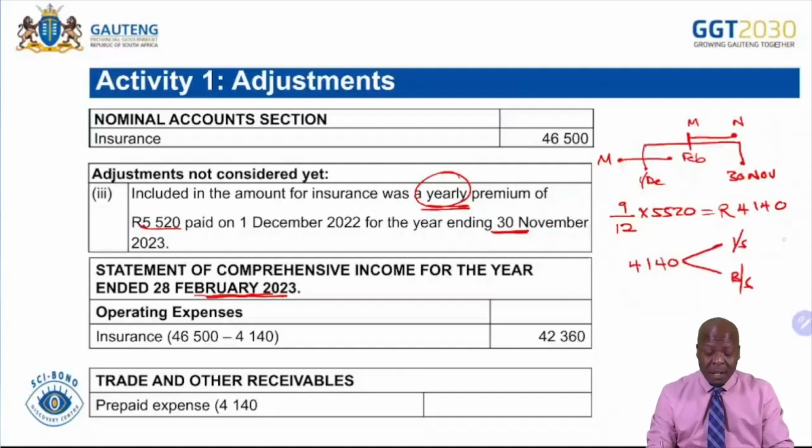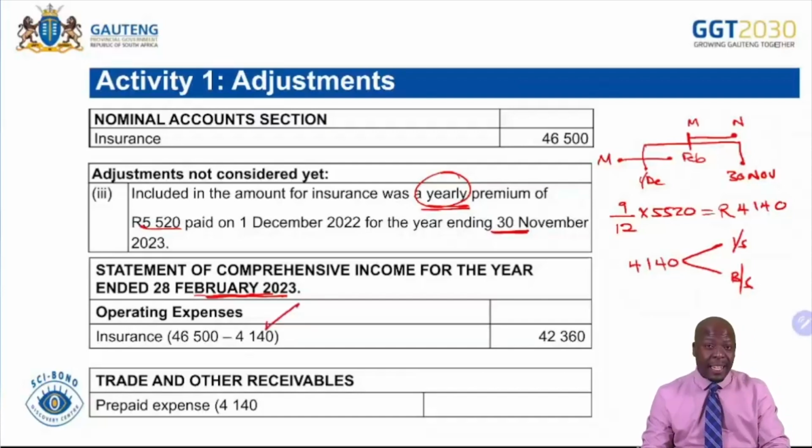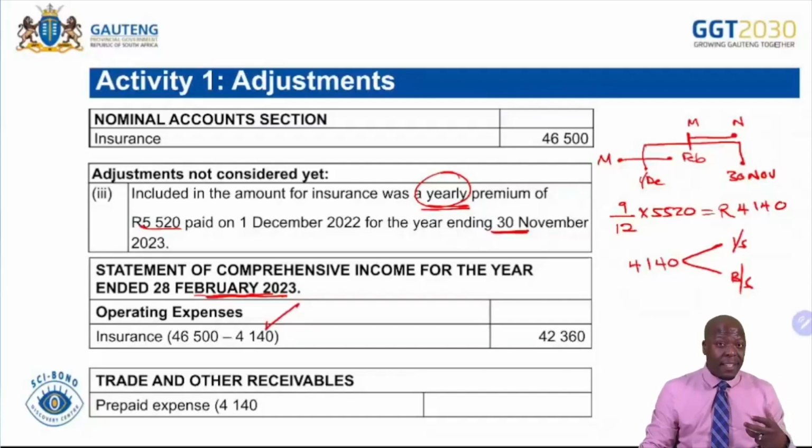In the income statement, what is this? It's a prepaid expense. And the prepaid expense, I subtracted. Hence you see here, I come and I said minus. When an expense has been paid in advance, in the income statement, I minus it.